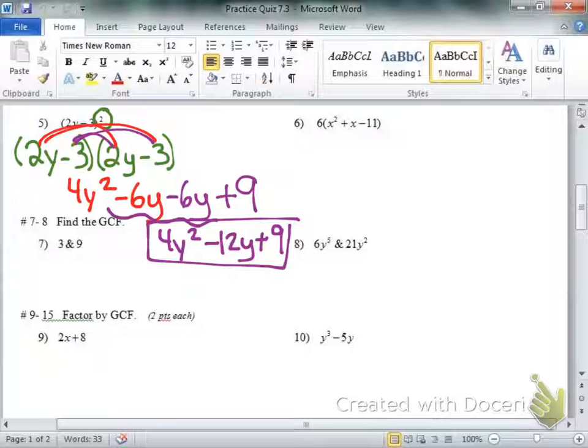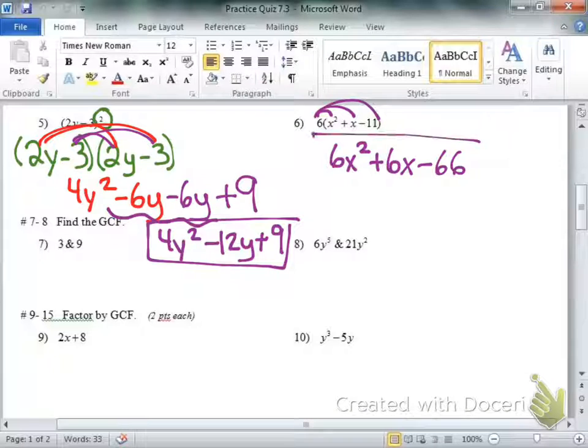Alright, number 6, we're still distributing. We have a monomial times a trinomial. So you're going to distribute the one term out front to the 3 terms inside the parentheses. 6 times x squared is 6x squared. 6 times x is plus 6x. And 6 times negative 11, or minus 11, is minus 66. Careful with those signs. We didn't distribute a lot of negative terms, so that was helpful.